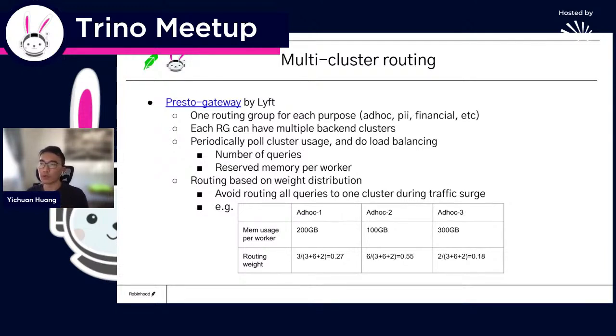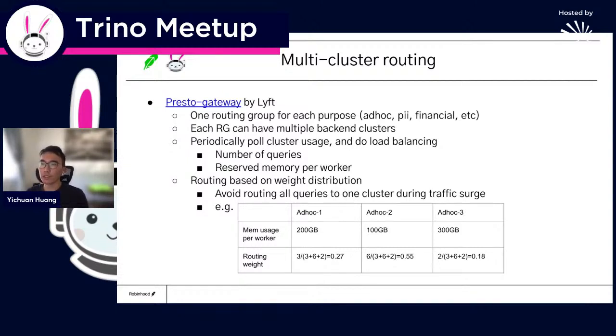One is routing group. There can be one routing group for each purpose, for example, ad hoc usage or BI usage or financial usage, etc. And each routing group can have multiple backend Presto clusters. Here it means the physical Trino clusters in the backend.